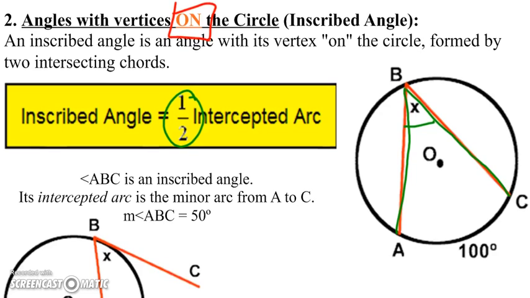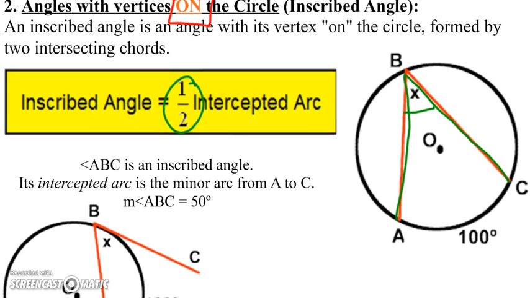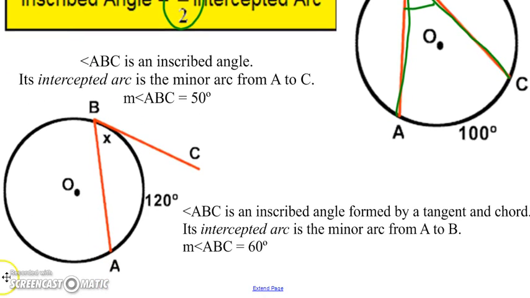Another type of angle where the vertex is on the circle is called a tangent chord angle. In this case, CB is the tangent segment, and AB is the chord segment. The vertex is still on the circle, so x would be equal to half of the intercepted arc. So in this case, x would be equal to 60 degrees.